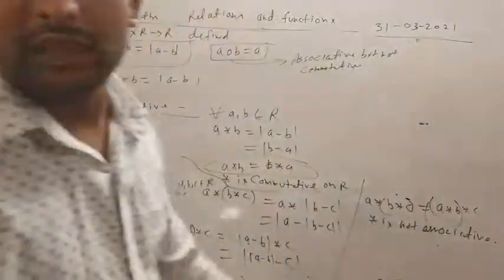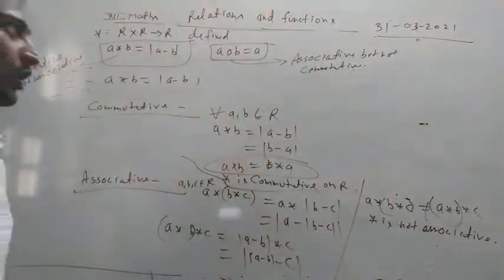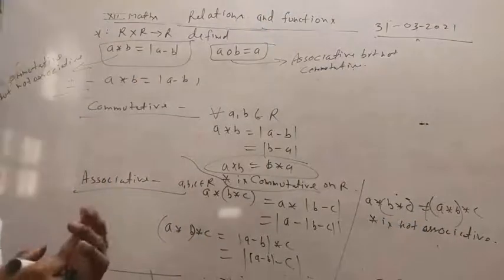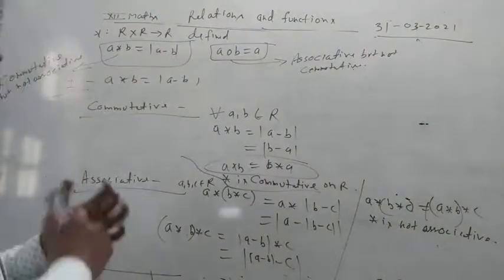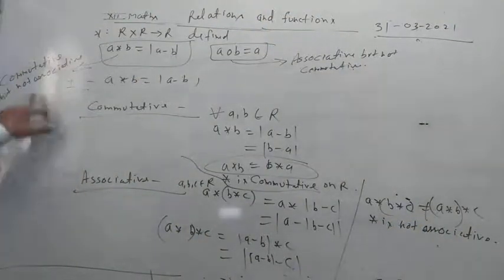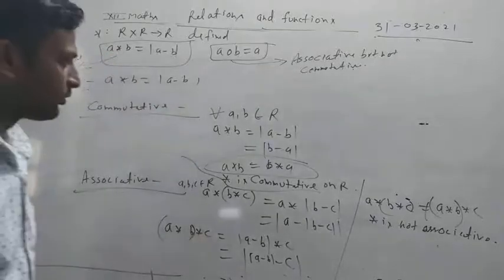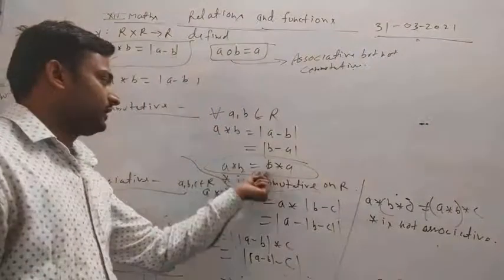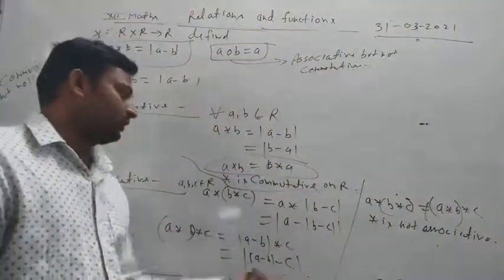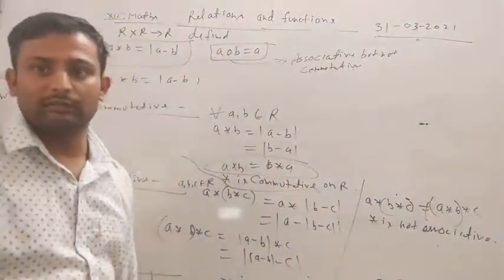Star is not associative. Okay, students. So the first part is clear. In the first part we have to prove that this star is commutative but not associative. So we have proved that the star is commutative but here not associative.